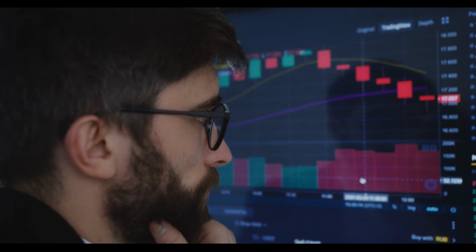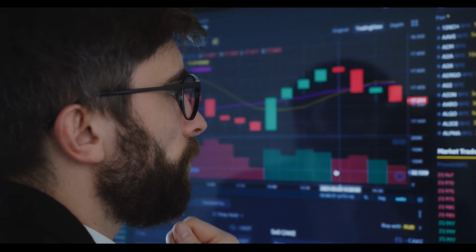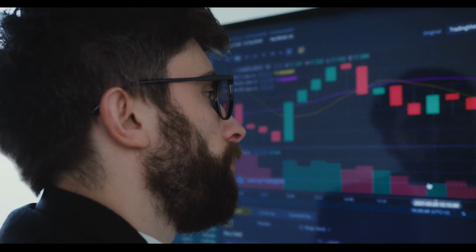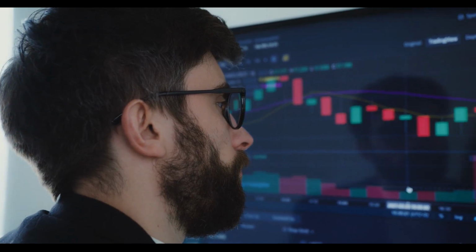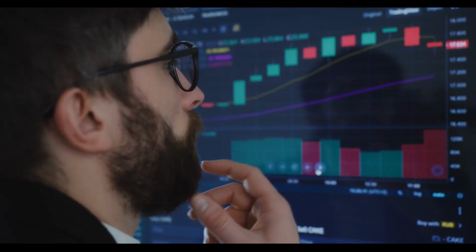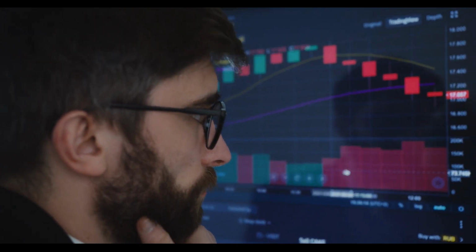Pay attention to the underlying data driving these ratings. Look for stocks that show strong fundamentals, like consistent revenue growth and solid profit margins. Understanding how to read these insights can help you filter out noise and focus on the most promising investment opportunities.